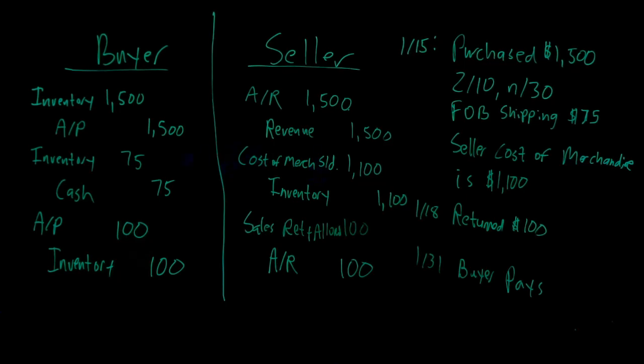Sales returns and allowances is a revenue account with a debit balance. So it's a contra revenue account. This is going to reduce the revenue from the seller standpoint, because the seller didn't actually earn $1,500 in revenue now because $100 got returned. So if we net the $1,500 credit of revenue with a $100 debit, now it accurately reflects in revenue the $1,400 that the seller actually earned.